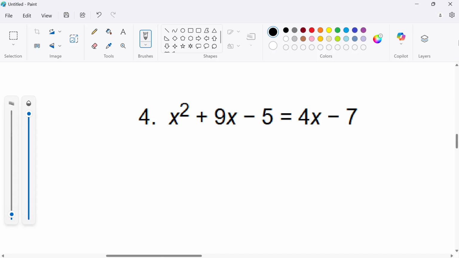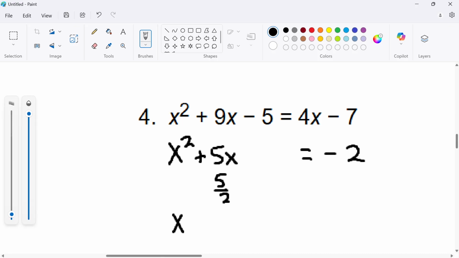So I'm going to subtract 4x from both sides. X squared, 9x minus 4x is 5x, and I'll add 5 to both sides equals negative 2. Well, this is beautiful because half of 5 is 2.5. I'll write it as a fraction, though, 5 halves. So this is going to be x plus 5 halves squared. It's easier to square it. And then 5 halves squared is 25 fourths. If I added 25 fourths to the left, I must add it to the right.